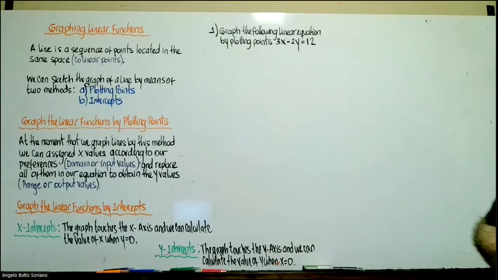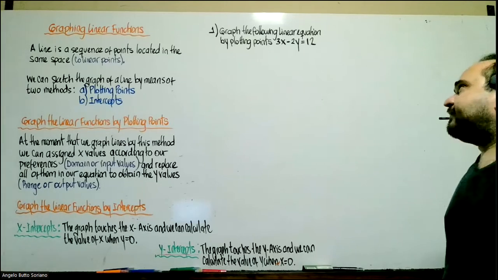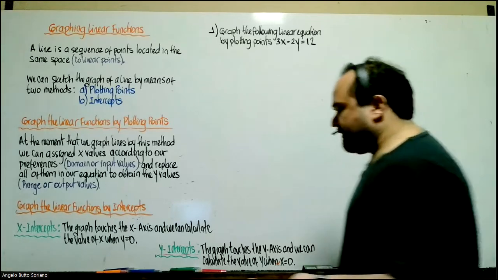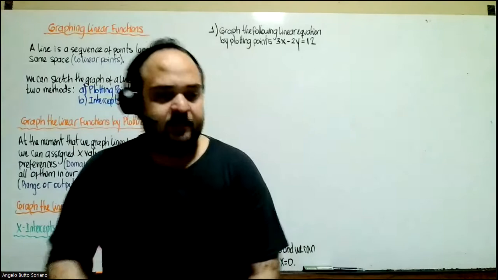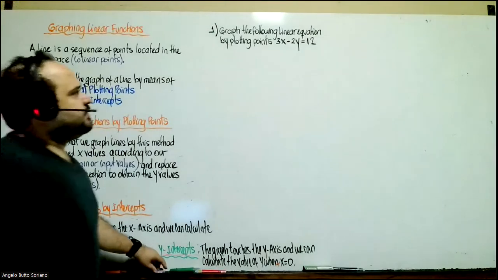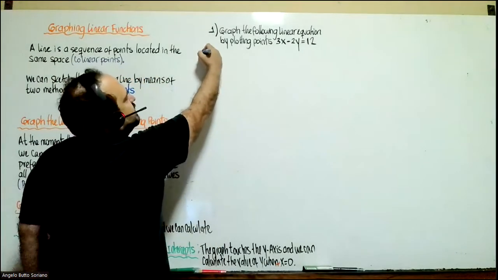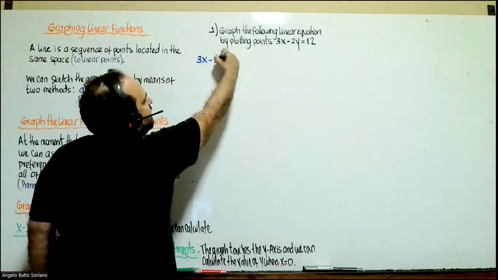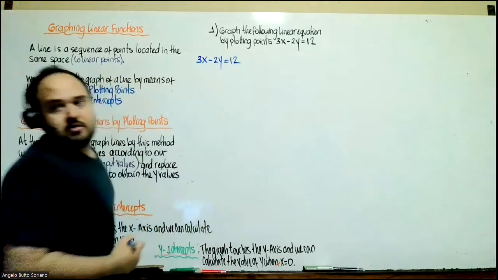The first problem says we must graph the following linear equation by means of plotting points, and the equation is written in general form: 3x minus 2y equals 12. In this graph, we must create a table of values and after that complete it to get the graph. Well, first of all, let's copy the equation over here: 3x minus 2y equals 12.